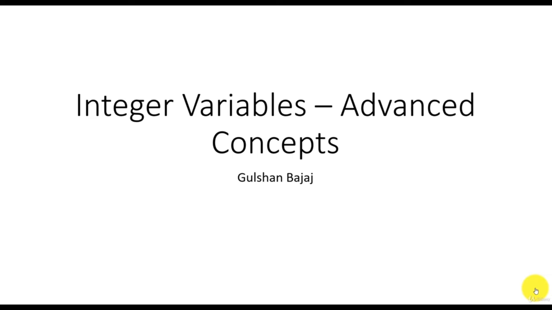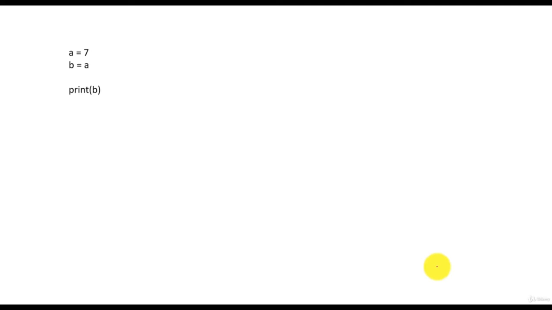Welcome back. Now it is the time to deep dive into the concept of variables and learn some advanced topics. Let us start with an example. Suppose we have these statements in our program where a is equal to 7 and b is equal to a. And then we say print b. What will be the output of this program? Take a moment, pause the video and come back with the result. Do not run it as of now.